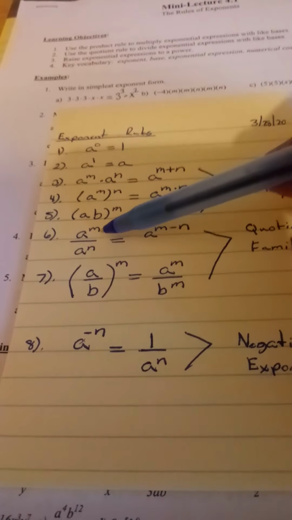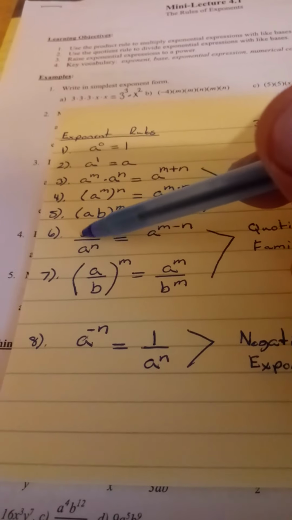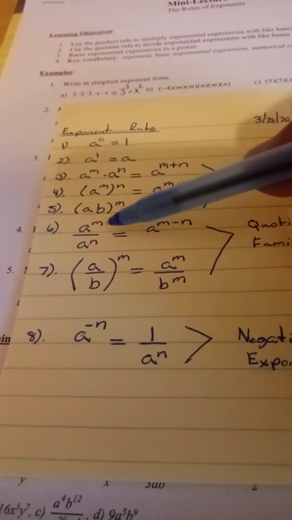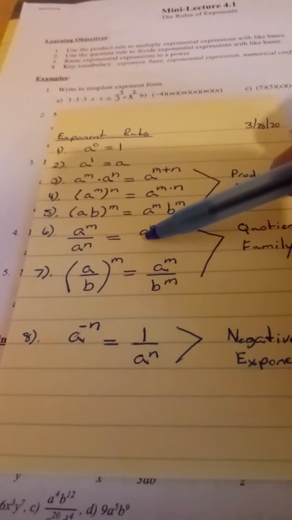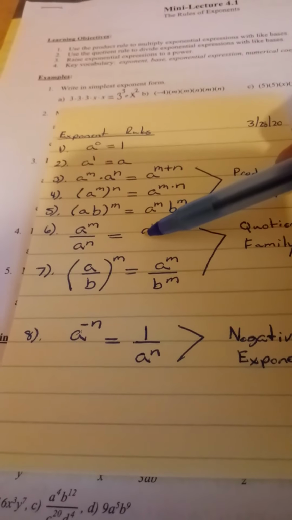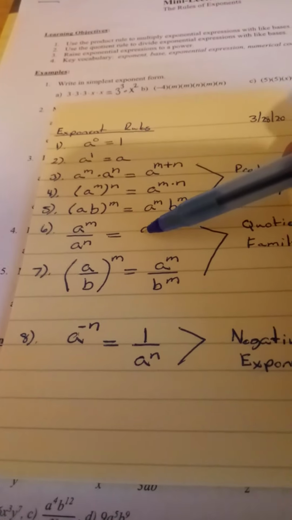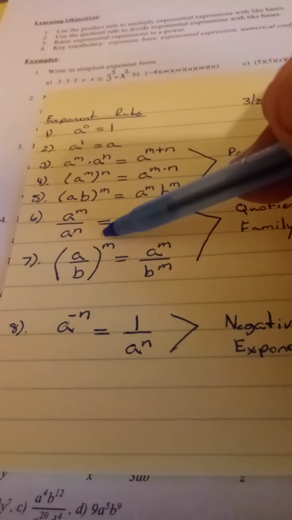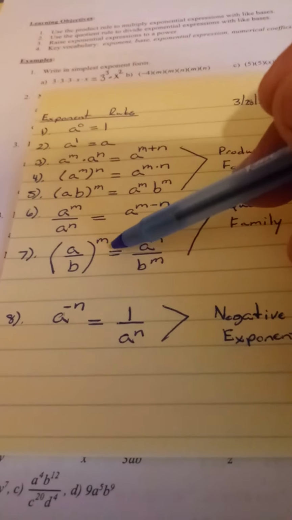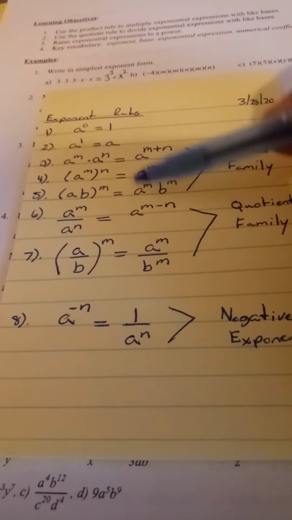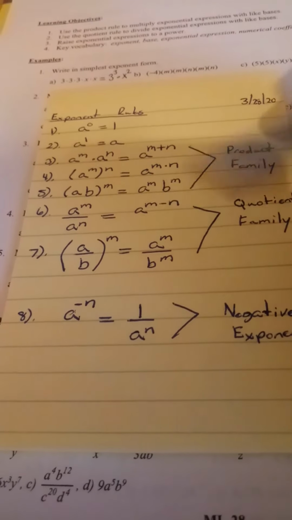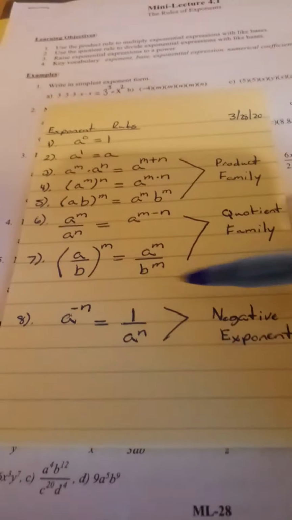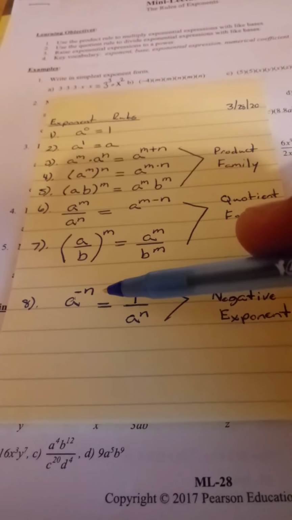And then you have your quotient rule. This is the second major rule that we want to remember. We want to remember them because those are the ones that we're going to use more often in our next couple of sections. Then you have the cousin to the quotient rule, which is similar to what you have for the product rule. And finally, you have the negative exponent rule.